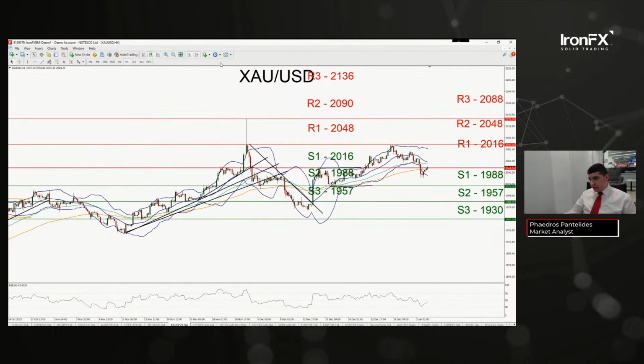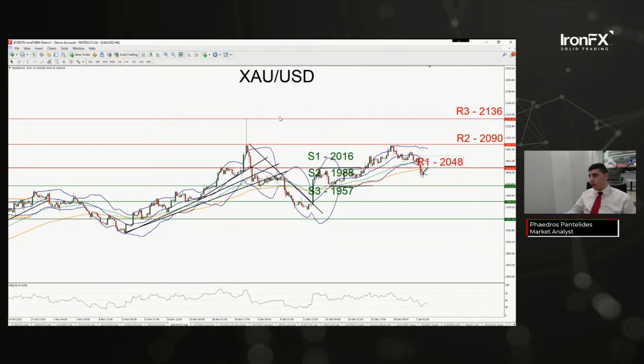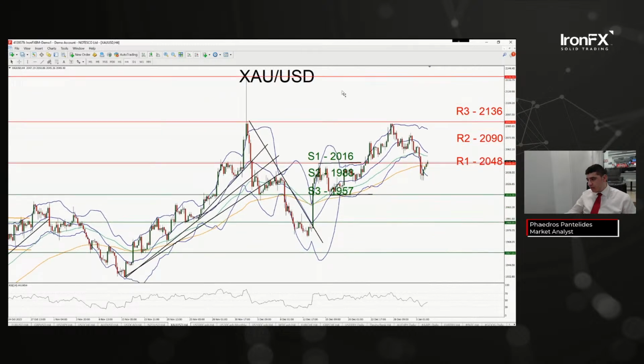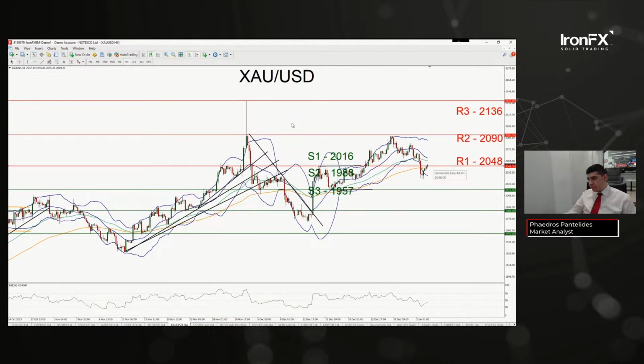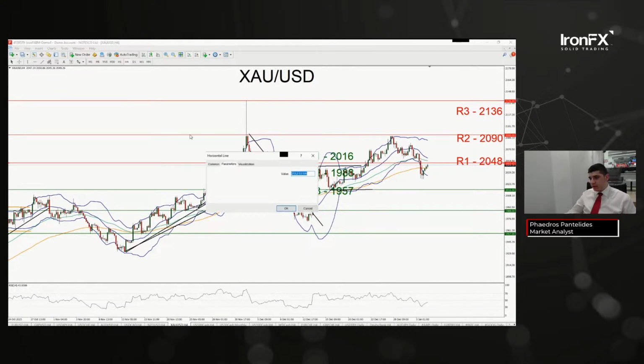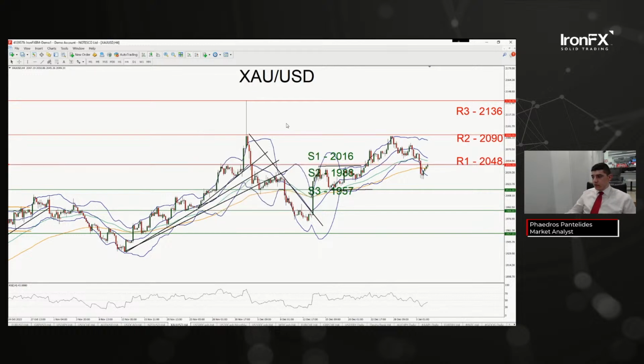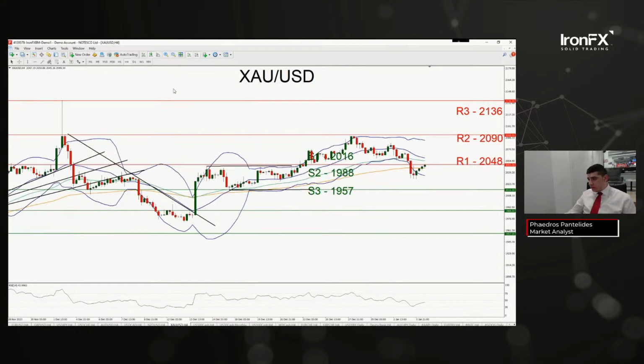Looking at gold as well. Now, as we said before, just see old support and resistance levels. Let's remove those. 2136, R3, all-time high. R2, 2090, R1, 2048. Currently testing resistance, hasn't really broken above. It actually just barely has. So we could simply move slightly higher, 2050. Now, actually, 2050 brings it right there.